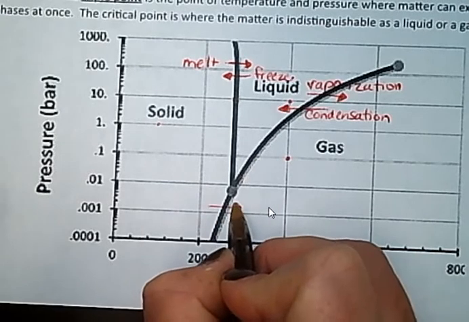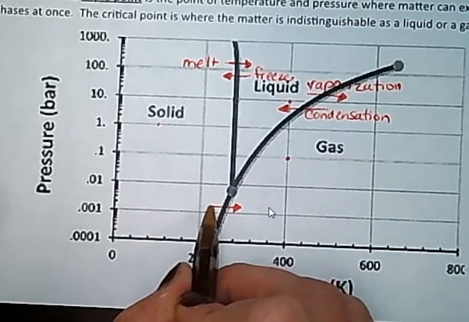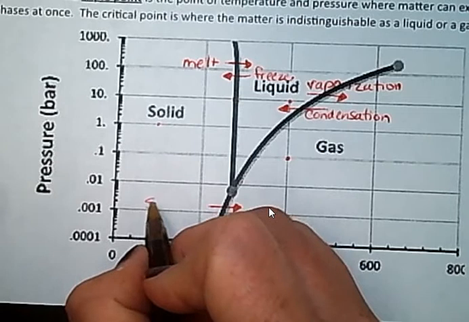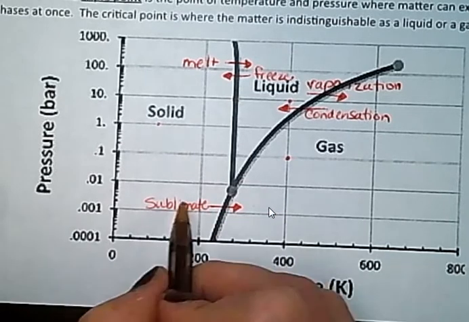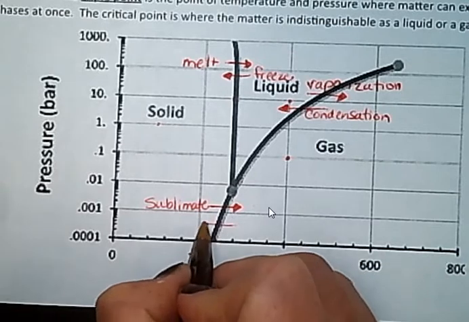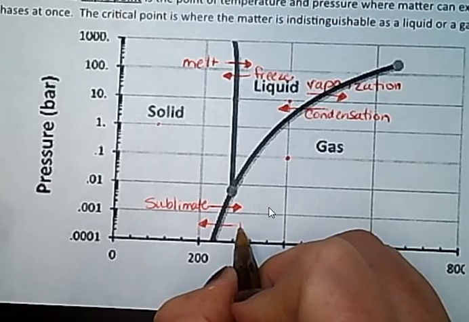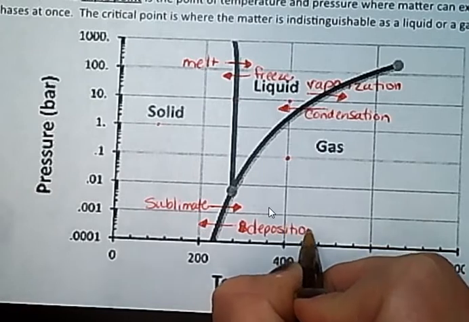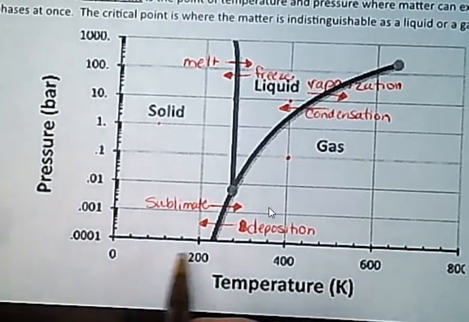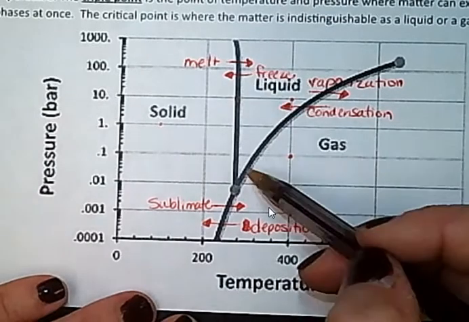So if I take my substance and change the temperature and pressure down here, I can make this substance actually sublimate. We're going through sublimation, going from a solid directly to a gas. And then I can do the opposite by changing temperature and pressure and make it go through deposition. So deposition, so it's depositing back from a gas into a solid. So I can do both of those. So again, all of these lines are showing phase changes.